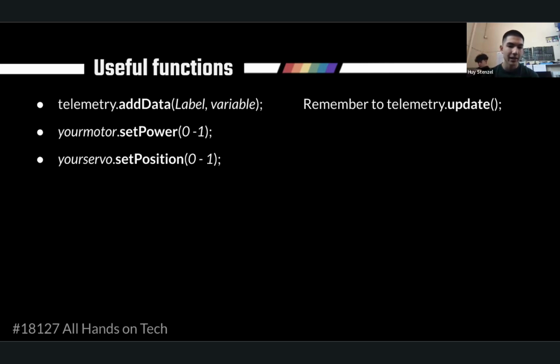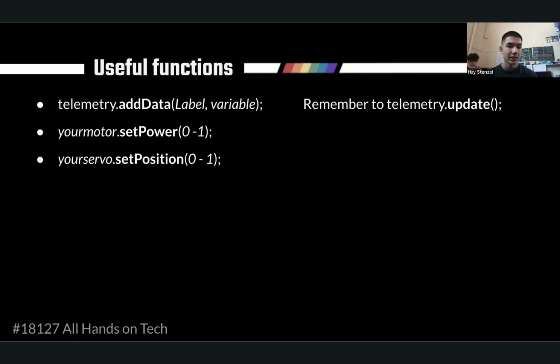So another thing you're going to use a lot is motor.setPower. And you would replace your motor there in italics with the variable name for your motor. So like leftDrive.setPower. And then motors can have a power of -1 to 1. -1 runs it backwards, 1 runs it forwards at full speed.